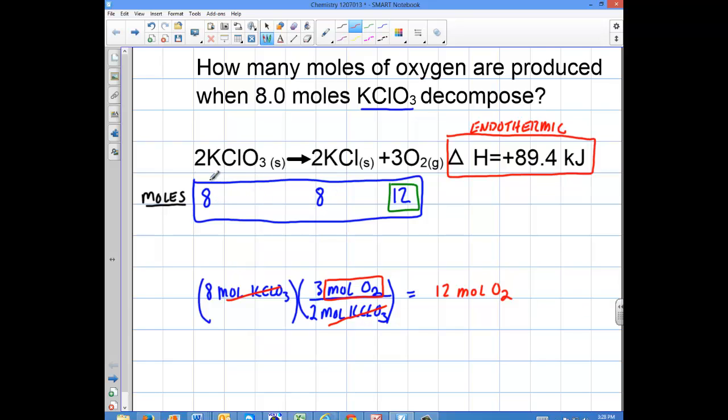So when I'm setting these up, again, it's just a proportion. 8 times 2 divided by 2 gives me 8. 8 times 3 divided by 2 gives me 12. It's a very quick and direct way to solve this.